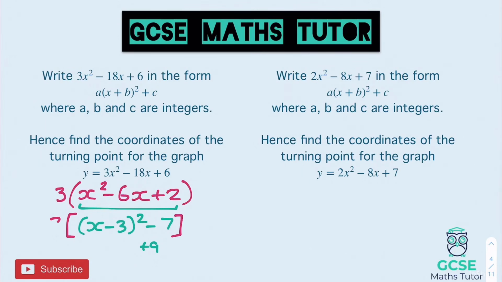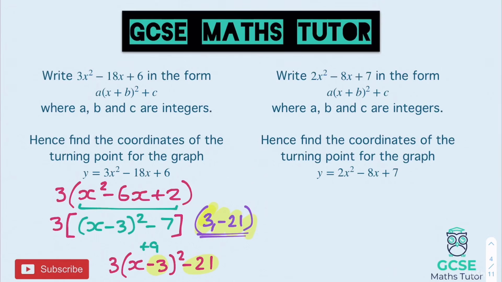Reintroducing that 3 then from the start, so let's put that 3 back in and times this out, and we end up with 3 lots of x minus 3 squared, and then negative 7 times 3 is negative 21. And then again we just read the numbers, so we have minus 3, which can then flip to positive 3, and negative 21 at the end, and that symbol stays the same. So our coordinates of our turning point are positive 3, negative 21, and there's our final answer for that first one. Let's just highlight that.